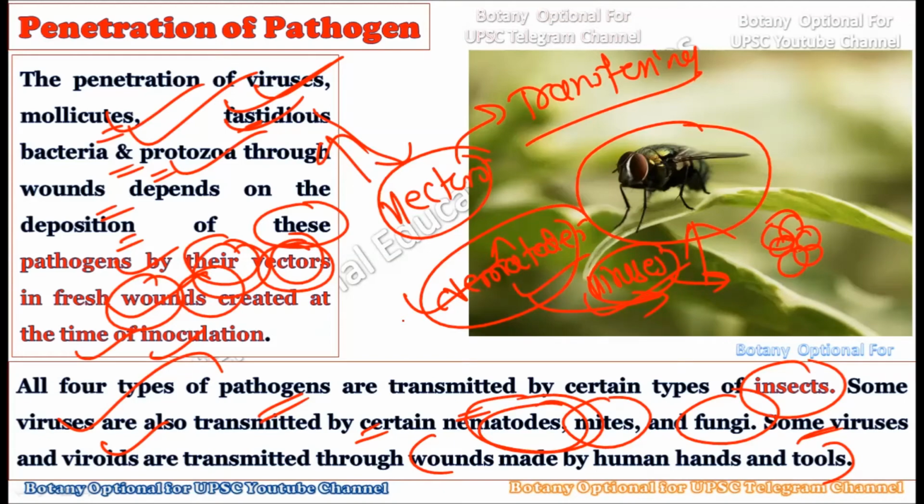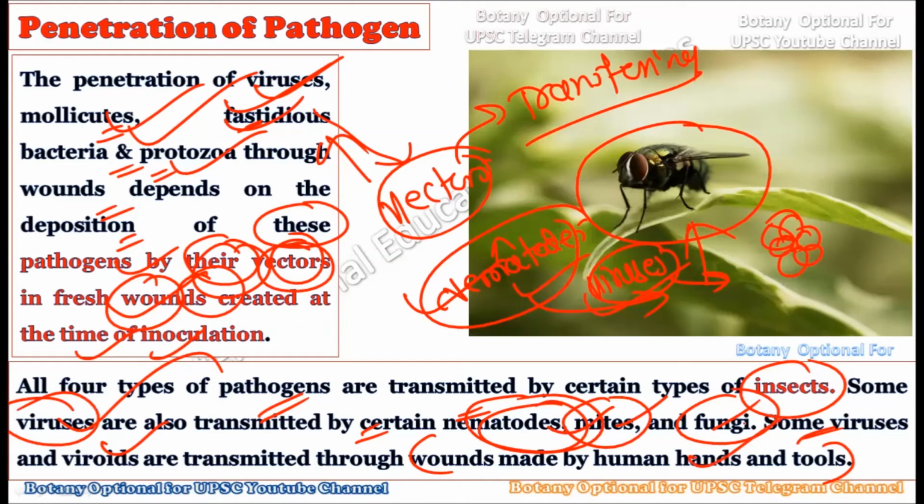These wounds can be created in many ways, as we have discussed. But the special thing you have to remember is that the vectors, majority of the time insects, are really facilitating this type of infection by not only transferring the pathogen to the host, but also by creating the wound within the host itself. The very fresh wound is utilized by the viruses, viroids, the fastidious bacteria and the protozoans. And there are certain kinds of nematodes, mites, and fungi which are also taking the viruses within the plant body, hence creating the primary as well as the secondary infection.